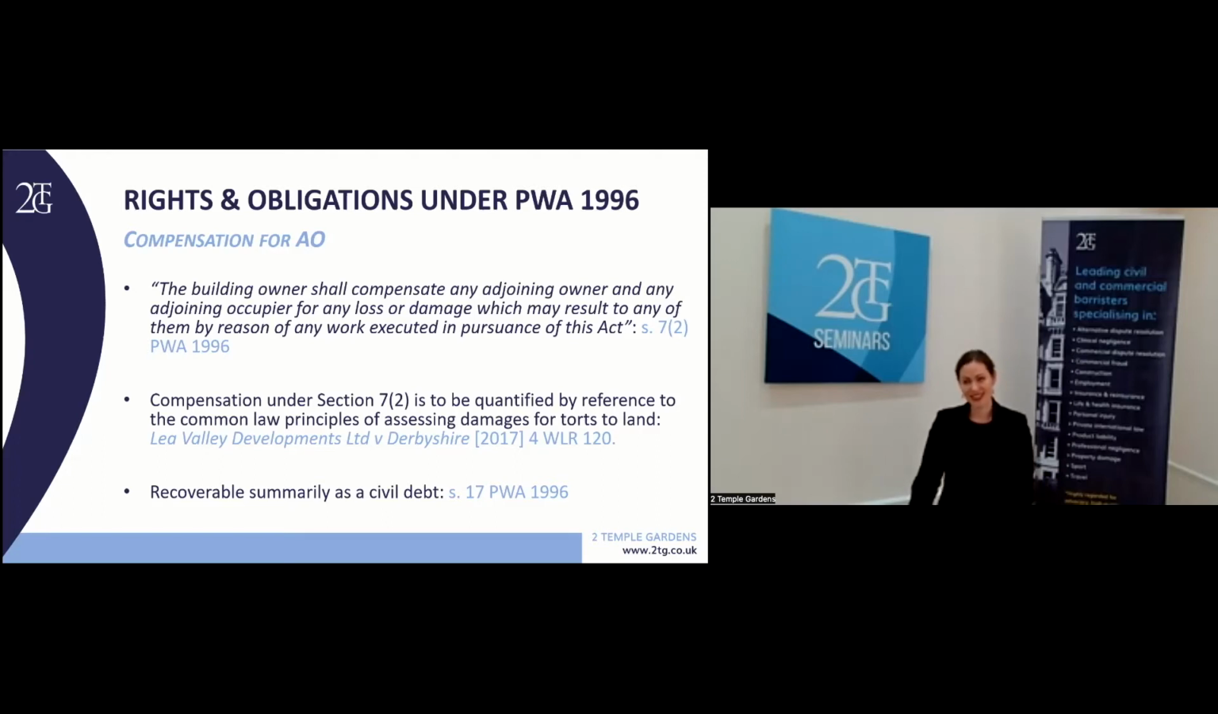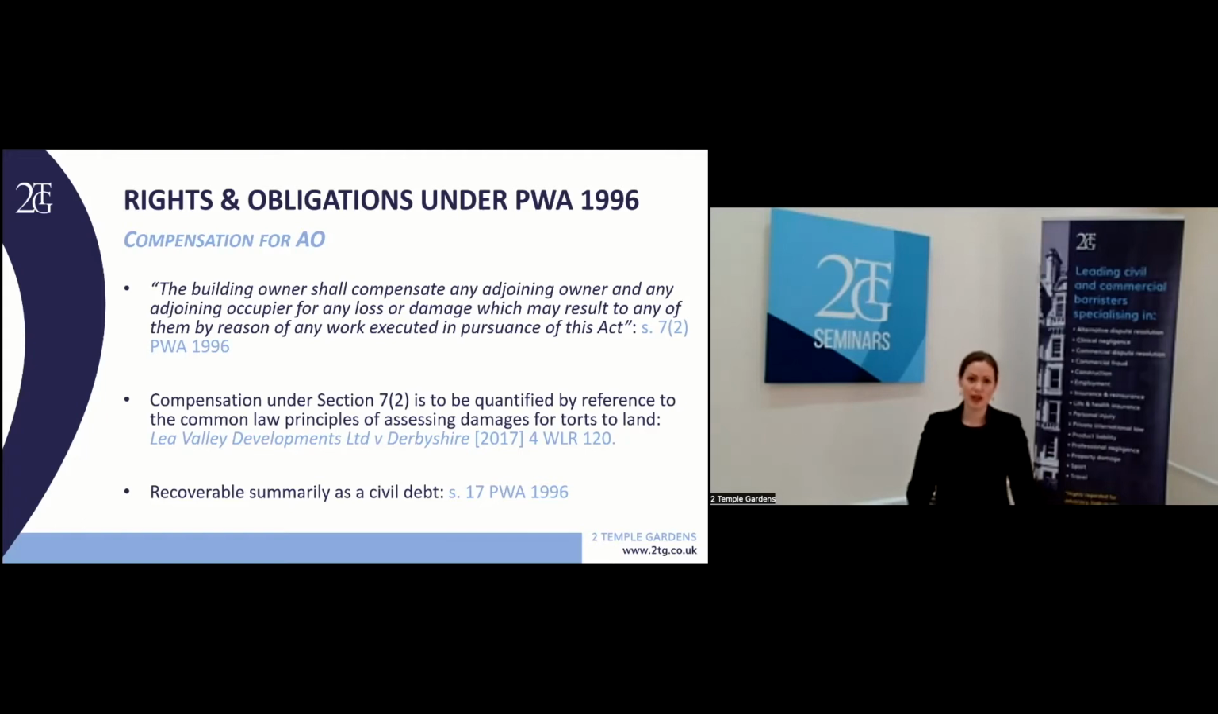So as drafted, section 7.2 gives rise to an extremely wide-ranging right to compensation. Unsurprisingly, this has been pared back or given shape by the courts over the years to bring it in line with the damages awarded for common law torts to land. Given this, there are certain heads of loss which are quite clearly recoverable, subject, of course, to the usual rules on proof. For example, it's unlikely to be contentious that if a building owner breaks a window while erecting scaffolding, they're going to have to compensate the adjoining owner for that damage. Similarly, if the work is so disruptive that the adjoining owner can't reasonably be expected to live next door, then the costs of alternative accommodation during the works is also likely to be recoverable.